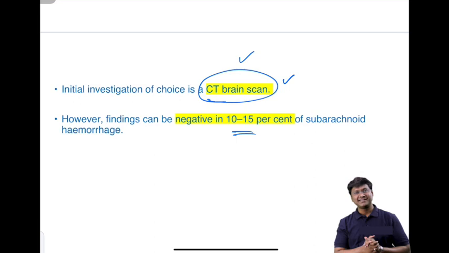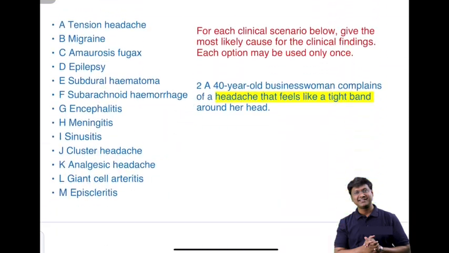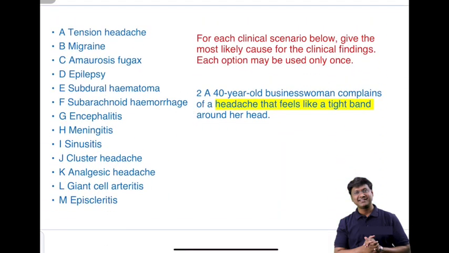So this is about subarachnoid hemorrhage, where the individual will have a very severe headache and neck stiffness, but no fever and no photophobia. Now take the second clinical scenario. A 40-year-old businesswoman complains of headache that feels like a tight band around her head.